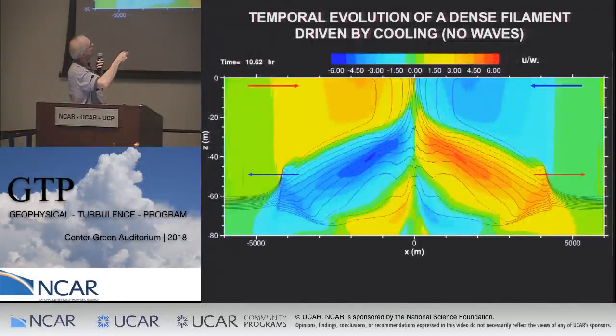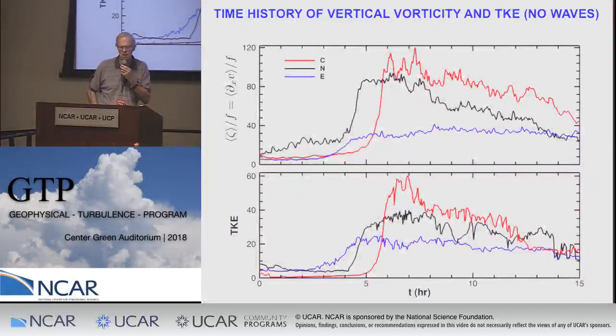We end up with these intense gradients right here. That's the secondary circulation on this side, secondary circulation on this side. It's just like Jim's cartoon. But we're going to add other things that disturb the cartoon. This is 12 kilometers across. Okay? So let's make some statistics.